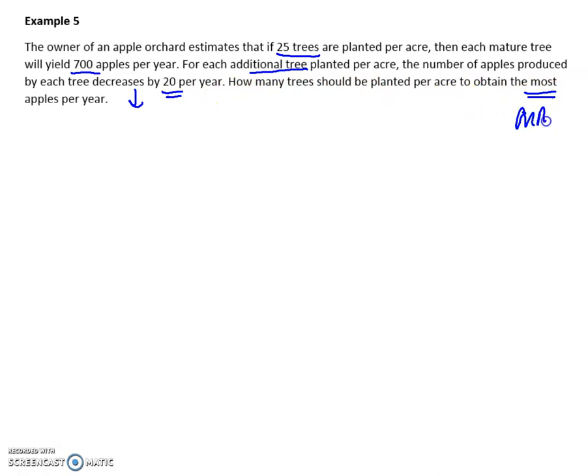So we're looking to maximize the number of apples, which means we need an expression for the number of apples. So let's start there. We know that if you have 25 trees, each tree produces 700 apples. So I could take 25 times 700, and that would give me the total number of apples, right? But we have a fluctuation. I'm going to let it be the number of apples given a particular t. You'll see what my t is in a second.